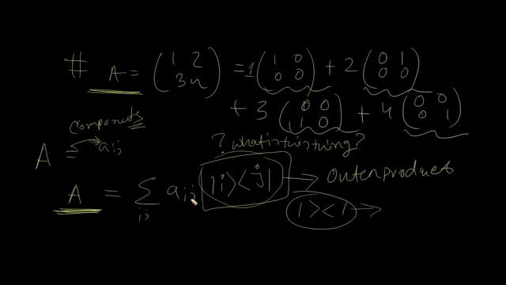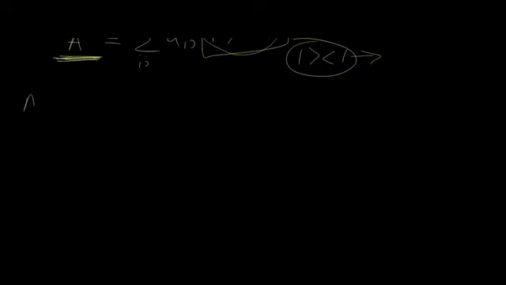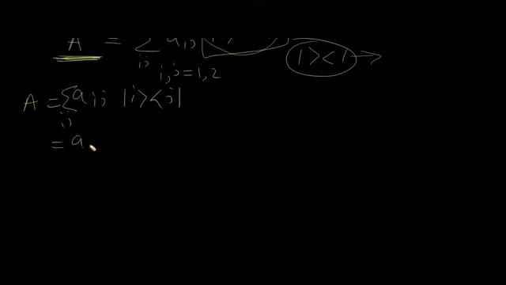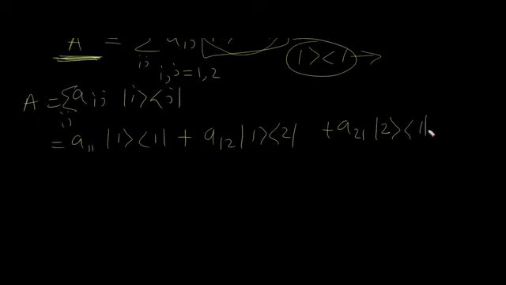And the way to do this is to run these i and j from 1 to 2. Let's try to do it explicitly. So we are writing a_ij times the ket and bra, and we're taking a sum where i, j runs from 1 to 2. So let's write this. First, take i and j both to be 1. If you write it explicitly, it will look something like this: a11, a12, a21, and finally a22.